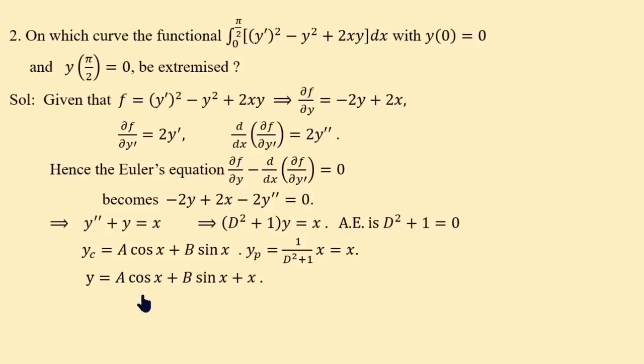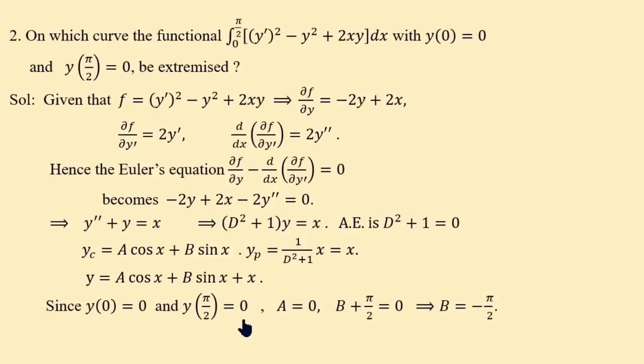Therefore, a becomes 0 and hence y becomes b sin x plus x. Now, how to find this b value? A is 0, cancel this and substitute the other condition. Put x is pi by 2, y is 0. 0 equal to, this a is already 0, b into sin pi by 2. Sin pi by 2 is 1, b plus pi by 2 equal to 0, which means b is minus pi by 2.